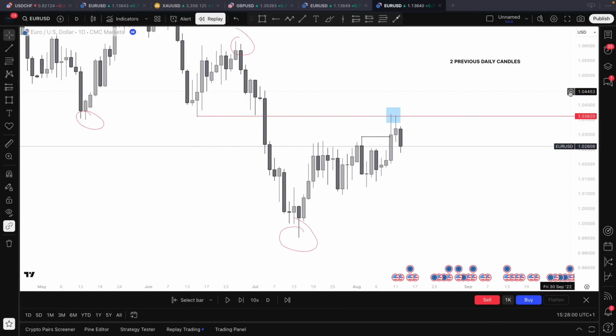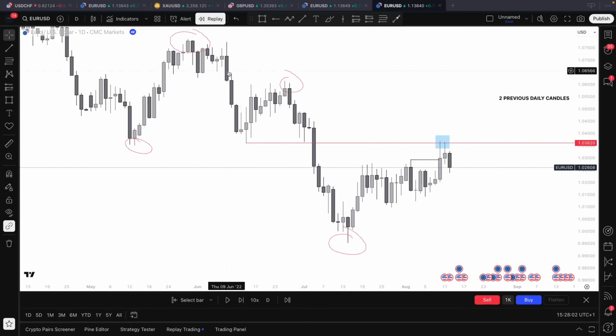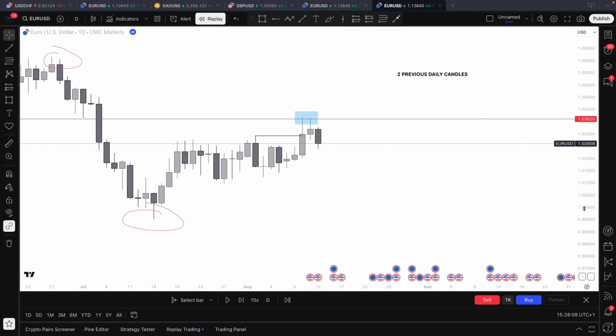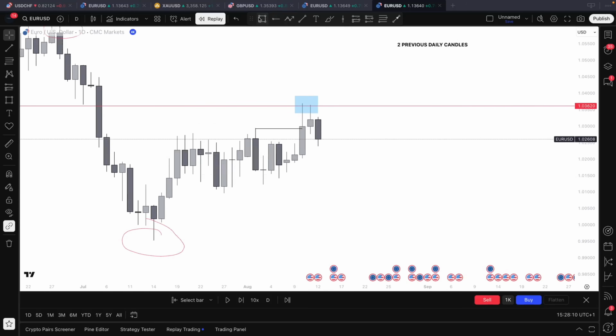So potentially we are following the higher time frame narrative. We've looked at the two previous daily candles. It looks like we're starting to reject off. What can I expect for the next day? Well, it's going to be very simple. We are going to be expecting an engulfing candle downwards.